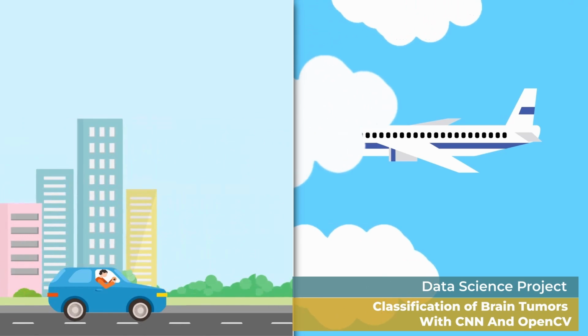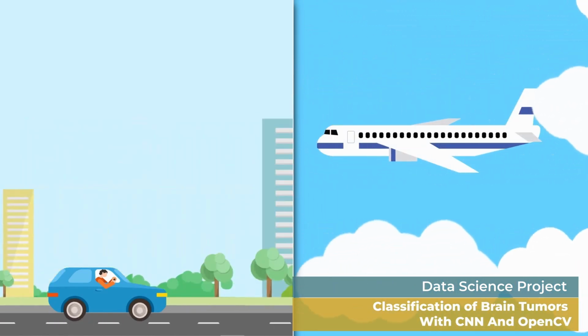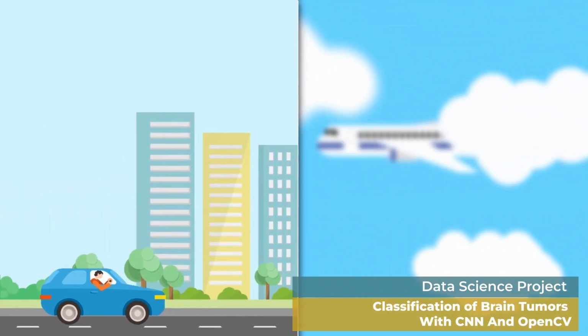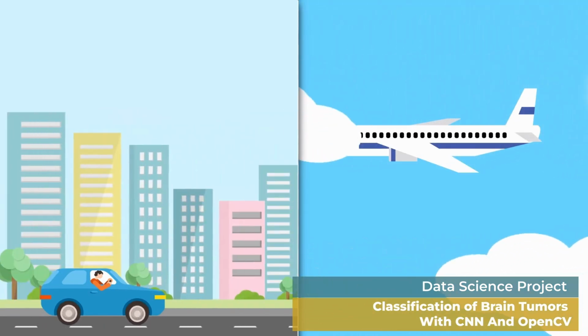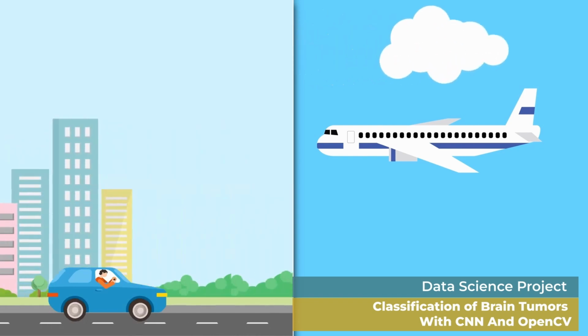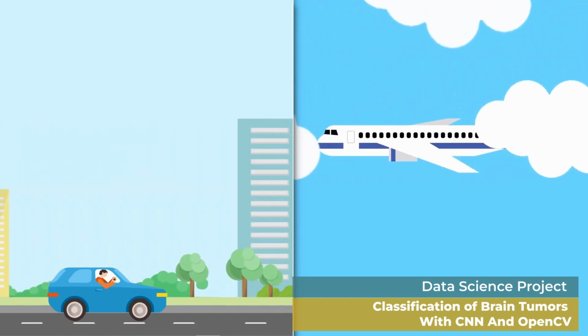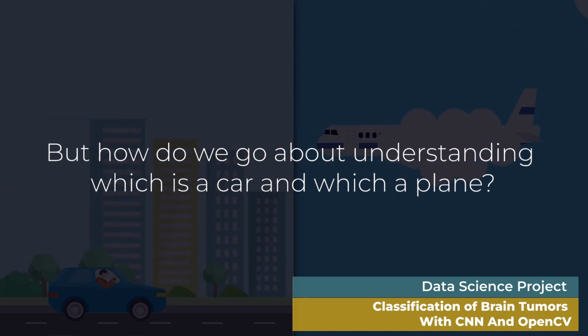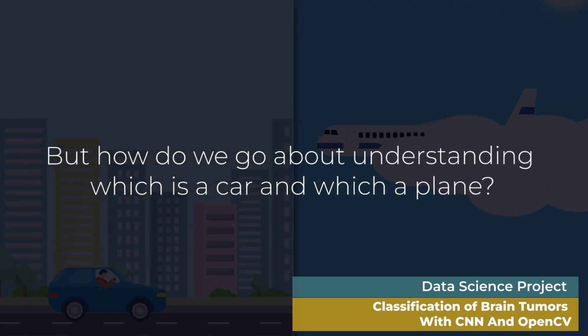There are two images shown here, and it is obvious to us that the image on the left-hand side is an image of a car, and the image on the right-hand side is an image of a plane. Well, we clearly understand the difference between these two images. It is obvious, right? But how do we go about understanding which is a car and which is a plane?